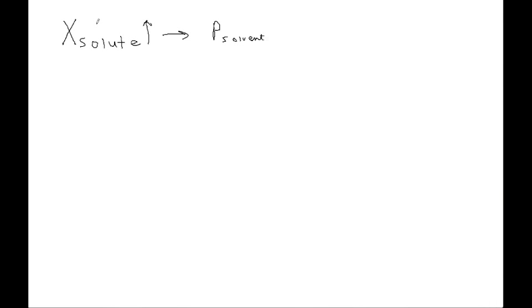So let's say we increase the mole fraction of solute. What do you think is going to happen to the vapor pressure of the solvent? Then the vapor pressure of the solvent will decrease. That's right, because remember, the solute particles are getting in the way and making it harder for the solvent to evaporate. So this is what we would call the vapor pressure. I'll use this symbol for the vapor pressure.